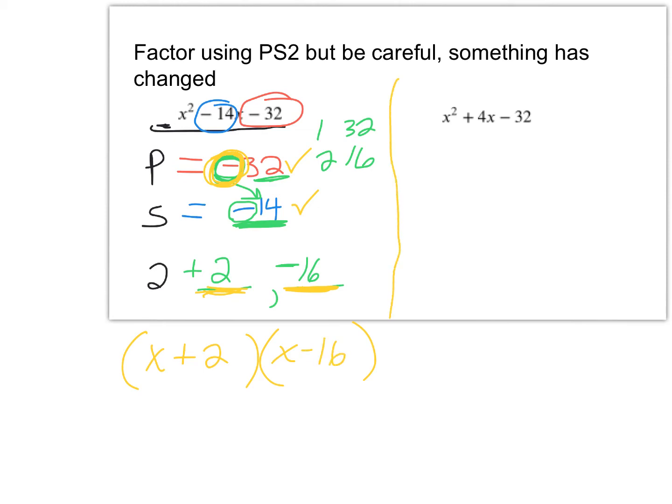Now with this next one, what I want to do is demonstrate what would happen if you didn't do the PS2 correctly, if you got the signs backwards, which is a common mistake. You can follow my lead, but I'm going to warn you now, I'm going to do this one wrong on purpose to show you what happens. So let's start. I got three pieces. No leader in front, so again, I can use PS2. This is the easy part. My product, negative 32. My sum, positive 4.